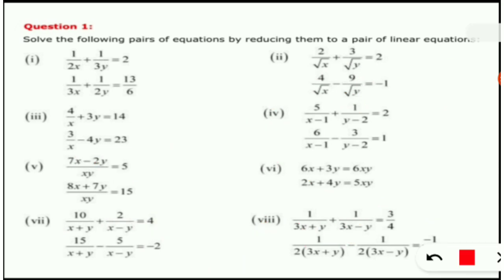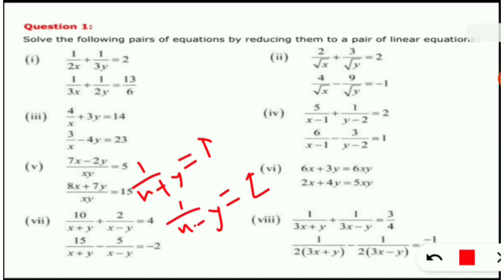Next, question number 7. Simply put 1 by (x plus y) equal to p and 1 by (x minus y) equal to q, and after that you can easily solve it. Now we will solve question number 8.